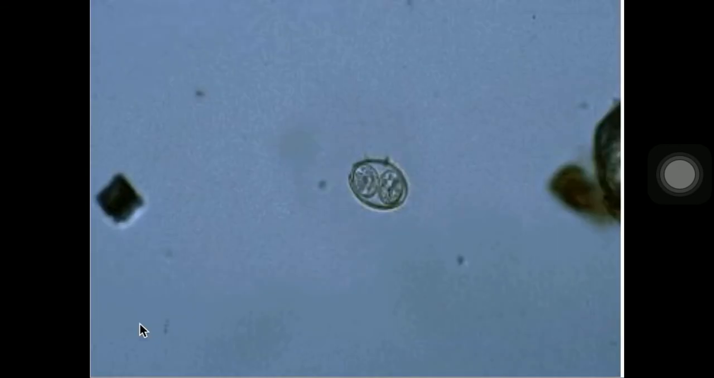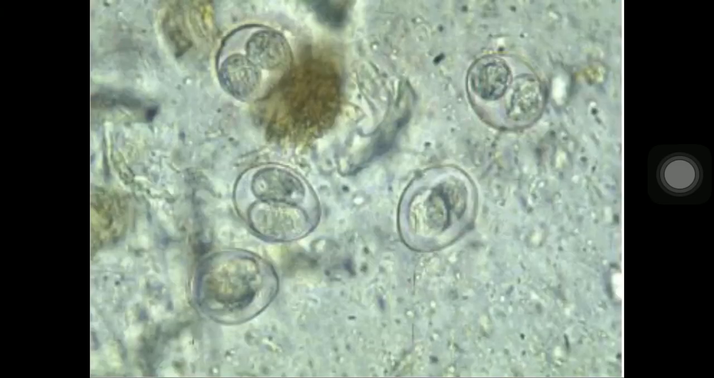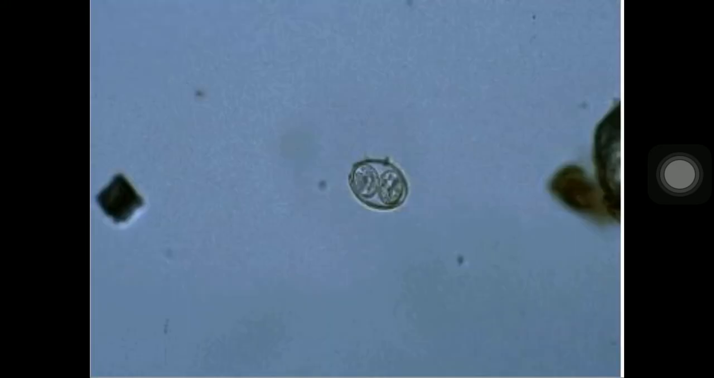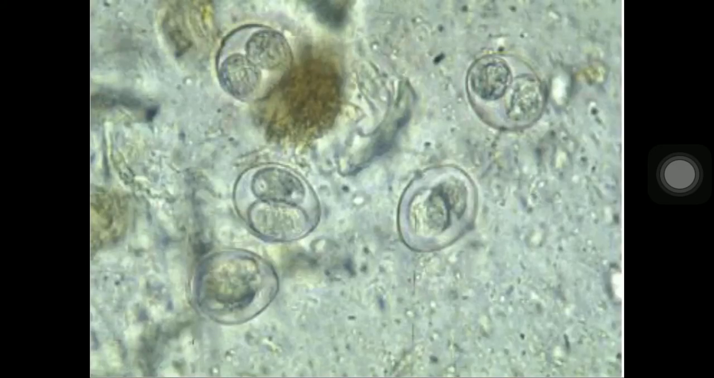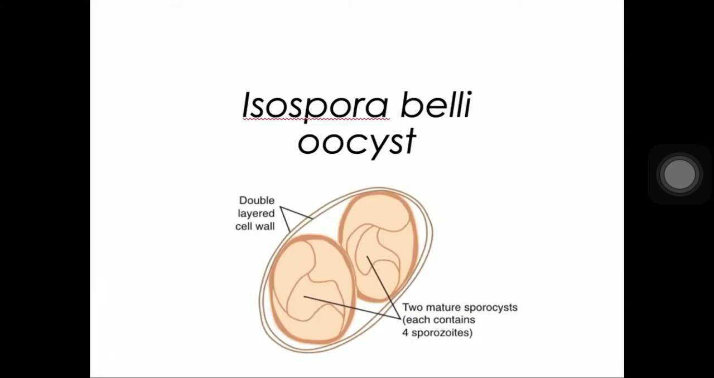Okay, next po tayo. So, tinan nyo po dito yung may dalawang presence dito ng sporocyst. So, these are two sporocysts. Okay? Likewise, ito rin po yung next image. So, again, we can see here two sporocysts. Okay? Nakuha na po. Ito, and then ito. Okay? So, this one is your Isospora belli oocyst.